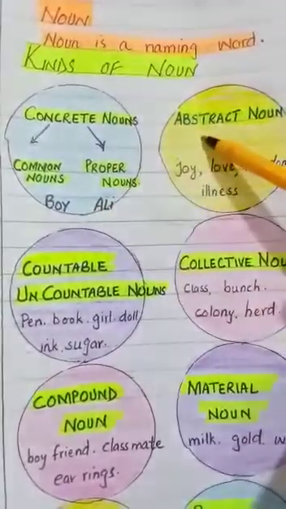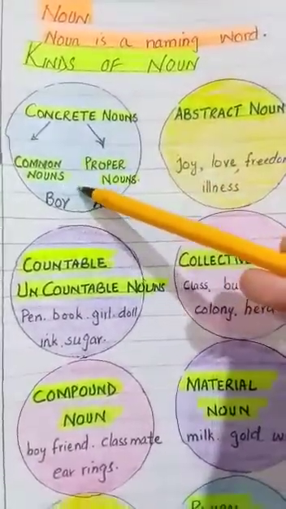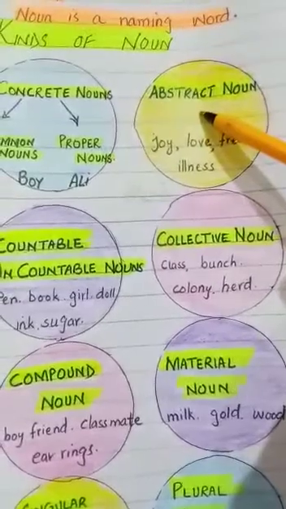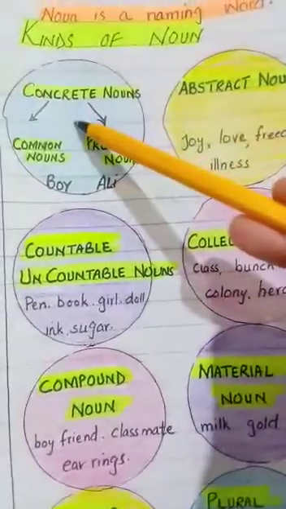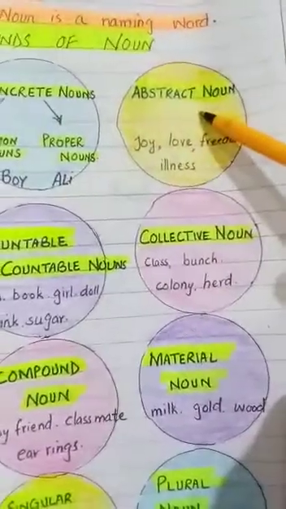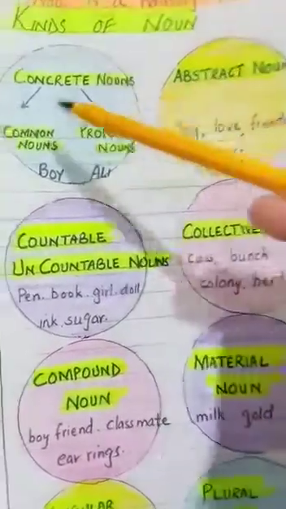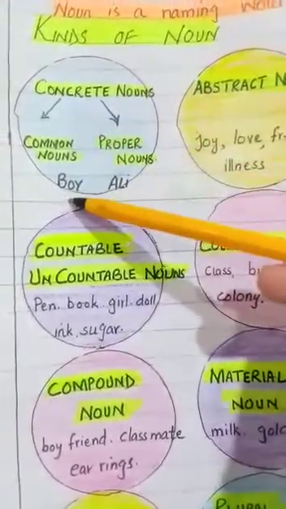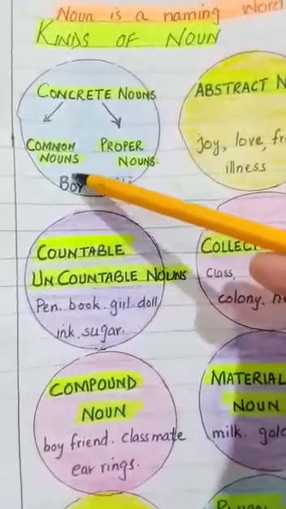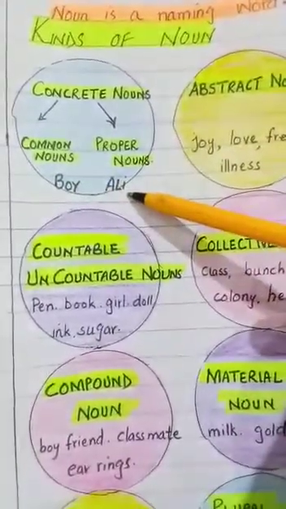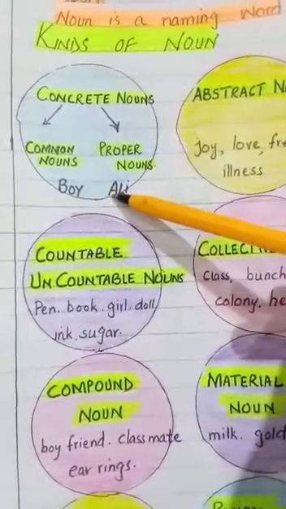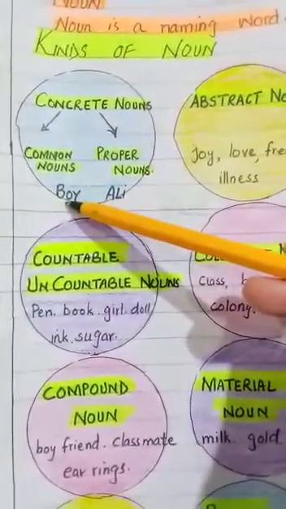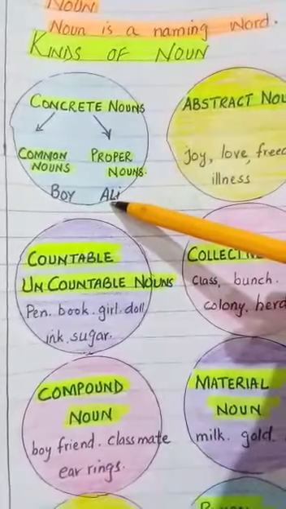This is the opposite of abstract noun. Here we can see and we can touch, but abstract nouns are those nouns which we cannot see and touch, we can only feel. Concrete noun we can see and touch, abstract noun we can only feel. A concrete noun is again divided into common noun and proper noun. An example of common noun is boy, and when you take the name of the boy it becomes a proper noun. These are nouns which can be touched and seen.